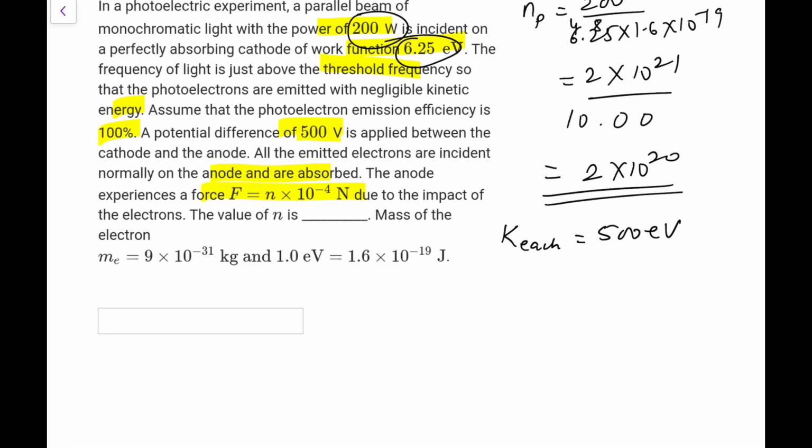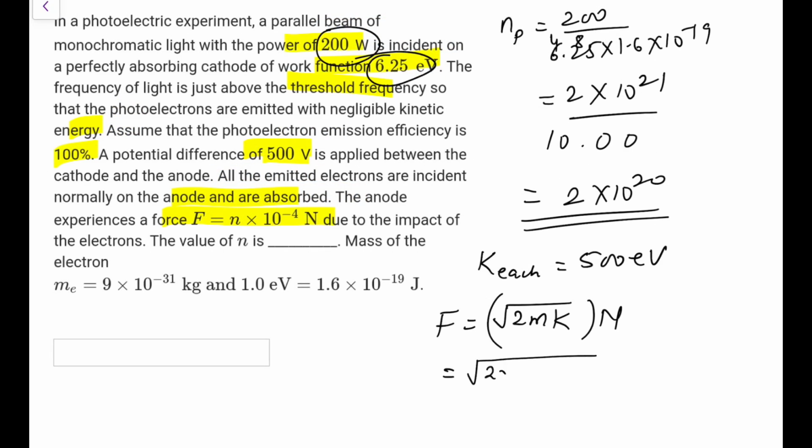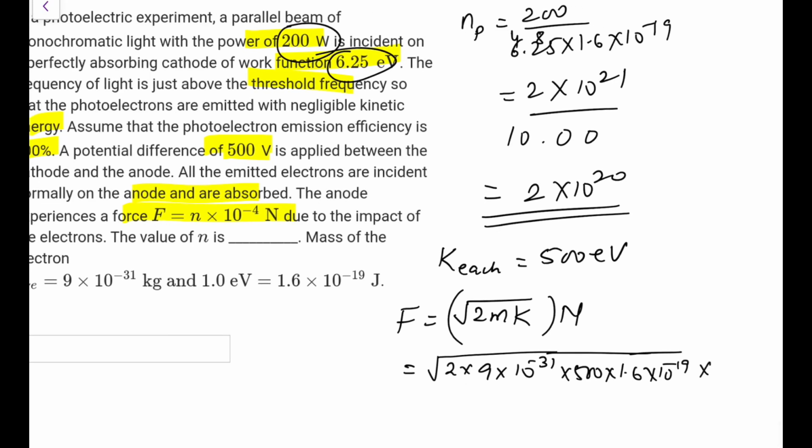So when it strikes, the force would be equal to the momentum absorbed, dp by dt, that is the momentum falling per unit time, that is root 2 m k into n. Directly you can go for it. So doing this, it is root 2 into 9 into 10 to the power minus 31, k is 500 eV, that is 1.6 into 10 to the power minus 19. I think we should have converted it, but if you have done, no issue, that is 2 into 10 to the power 20.